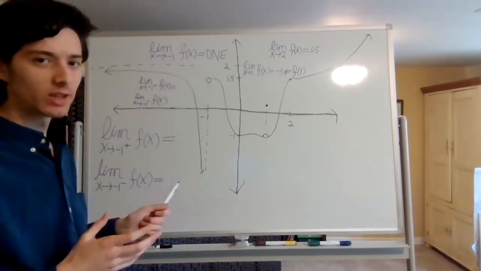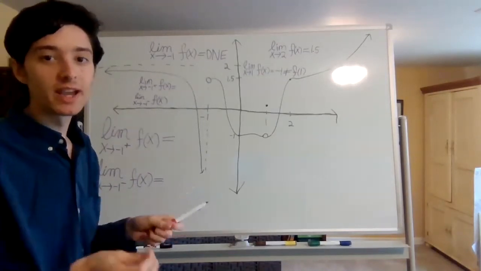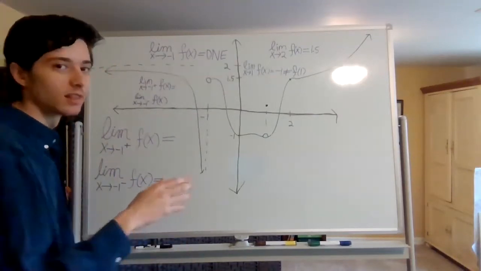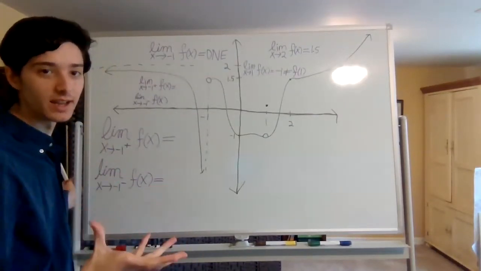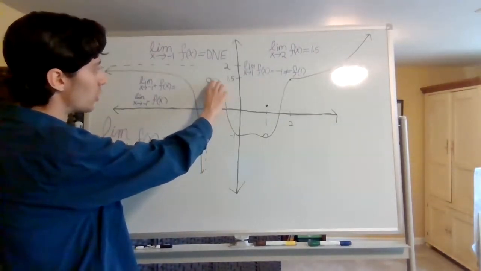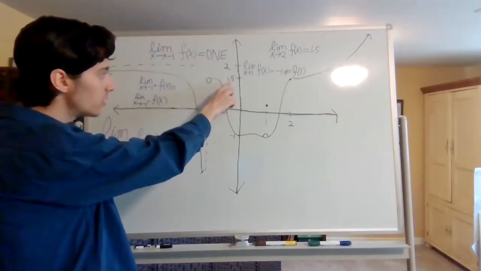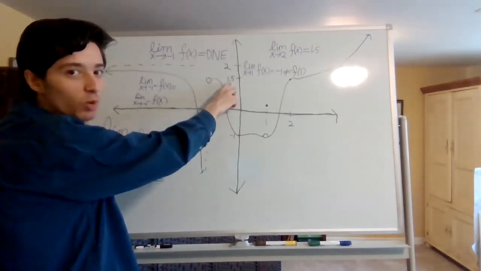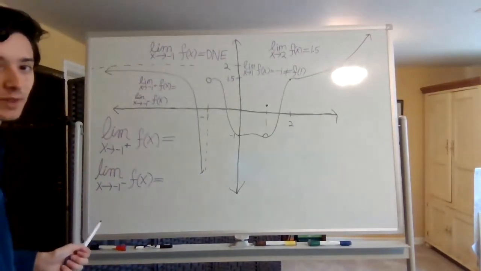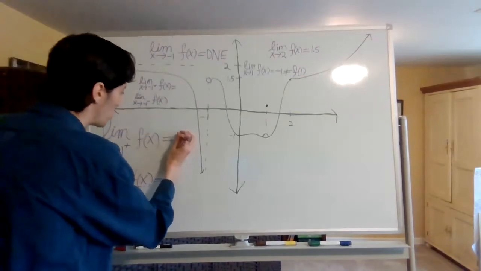So let's look at values from the right. So values of x that are bigger than -1, but are still really close to -1, like -0.99, like I said. So we kind of look right here, and it looks like y would equal 1.5. So we say, as it's approaching from the right, that limit is 1.5.